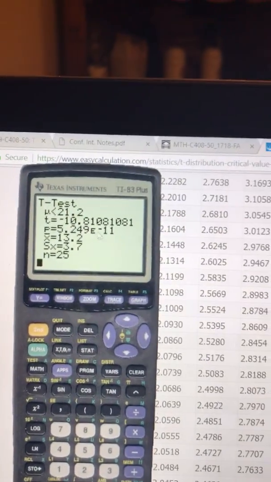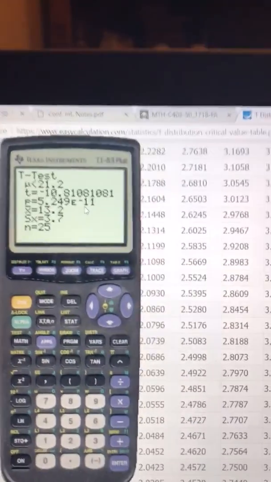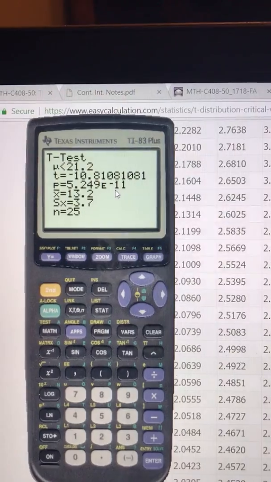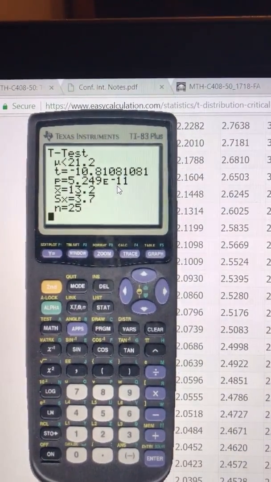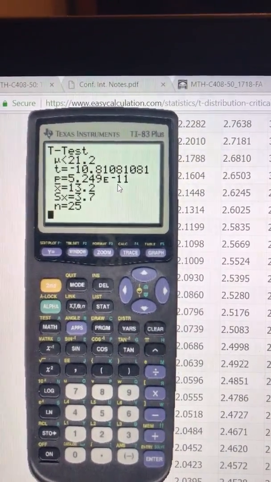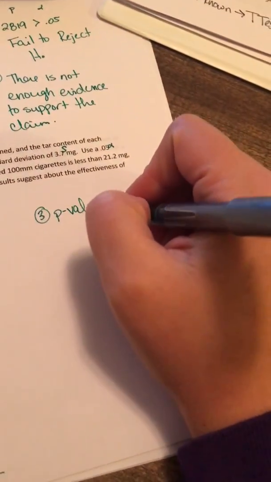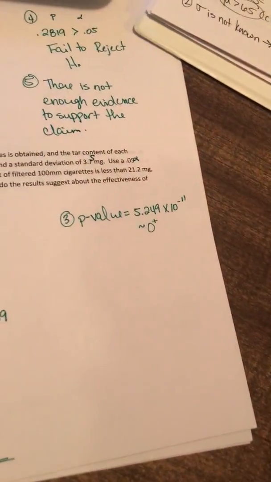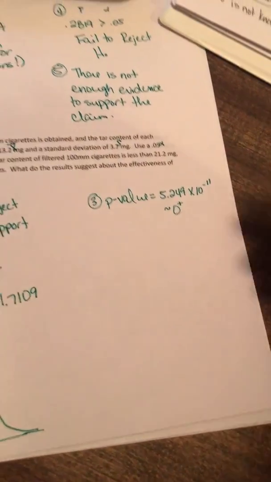P, anytime you see the E, you can just write it as a 0. It's 5.249 times 10 to the negative 11. That's what that means. So you could just say that that's approximately 0, or if you want to put the little plus sign like we used to, 0 plus, whatever you want to say is fine.